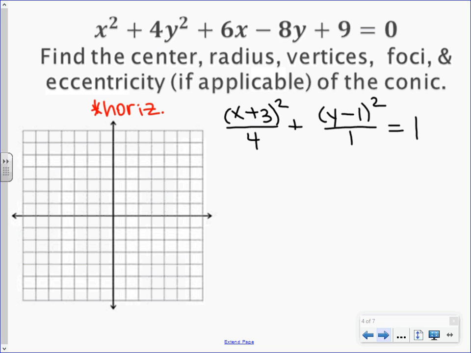Okay, our bigger denominator is associated with the x. That's great. Our center, we get by identifying h, k. Colby, what's our center? -3, 1. Okay, -3, 1. There's our center.